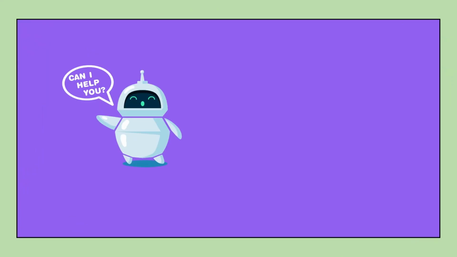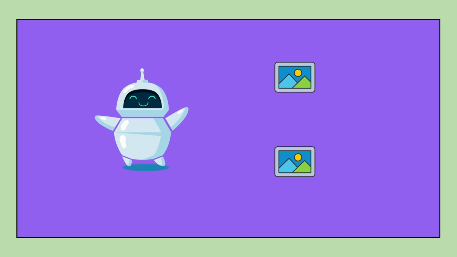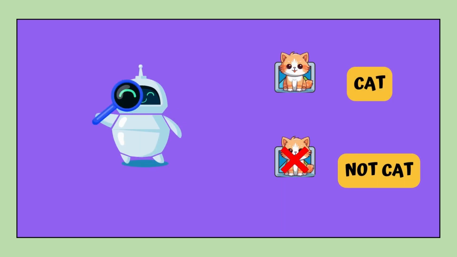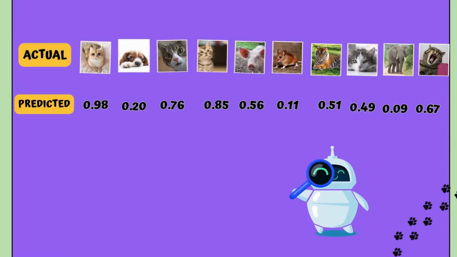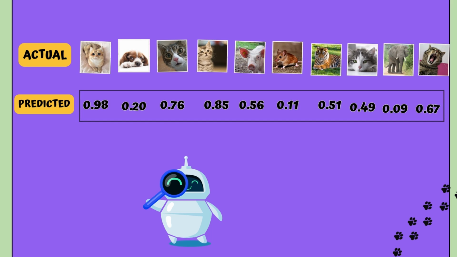Imagine you're building a machine learning model to classify images as either cat or not cat. Let these be the actual value and the values predicted by our model for our testing data. Here, our model has predicted values in the form of probability and not as classes directly. These scores reflect the model's confidence that the image belongs to the positive class. That is, the image is of cats.